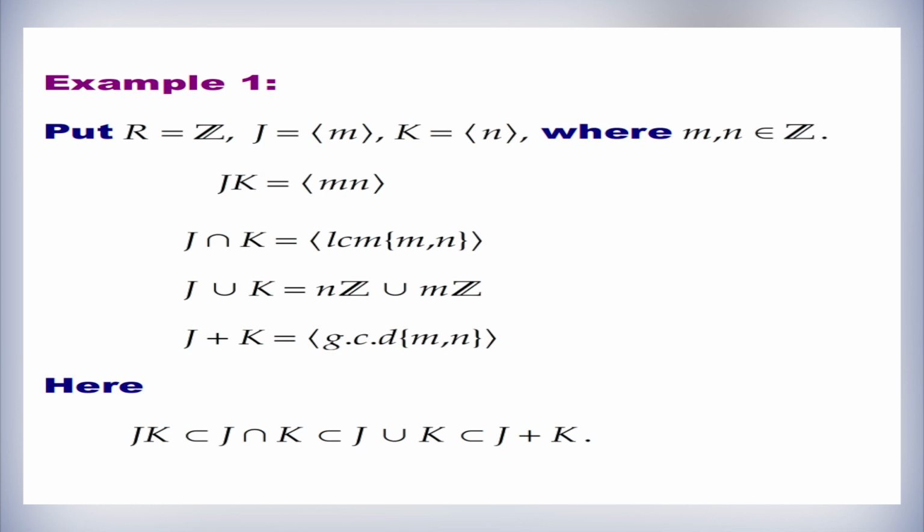J intersection K equals the ideal generated by the LCM of M comma N, and J union K equals MZ union NZ. J plus K equals the ideal generated by GCD of M comma N. Here, JK is a subset of J intersection K, which in turn is a subset of J union K, and that is a subset of J plus K.